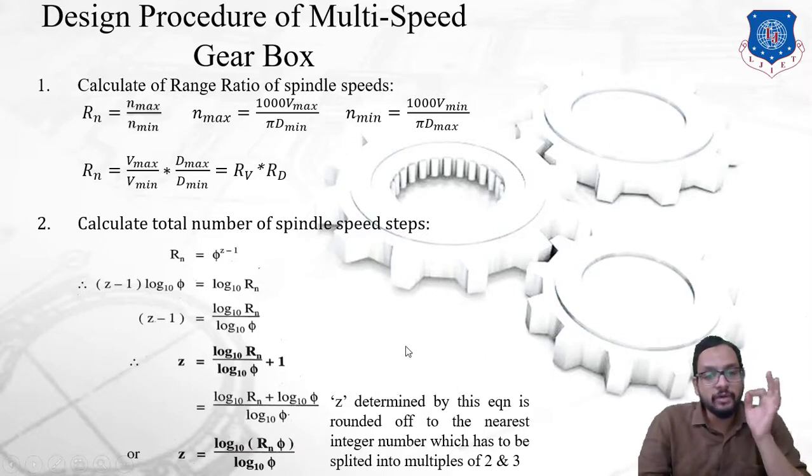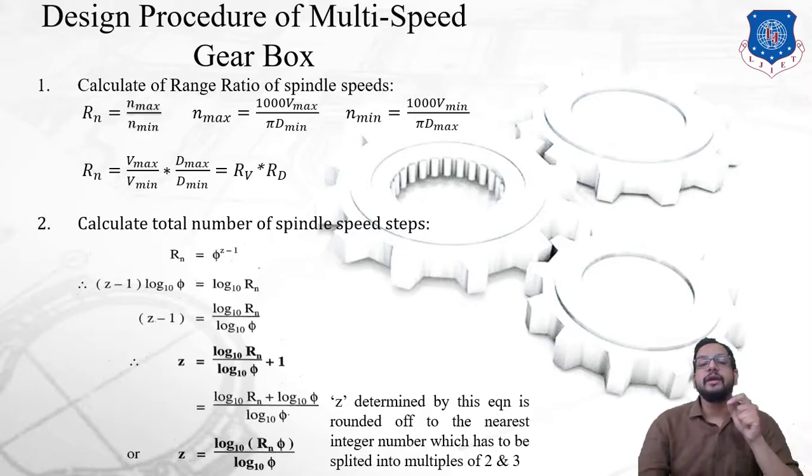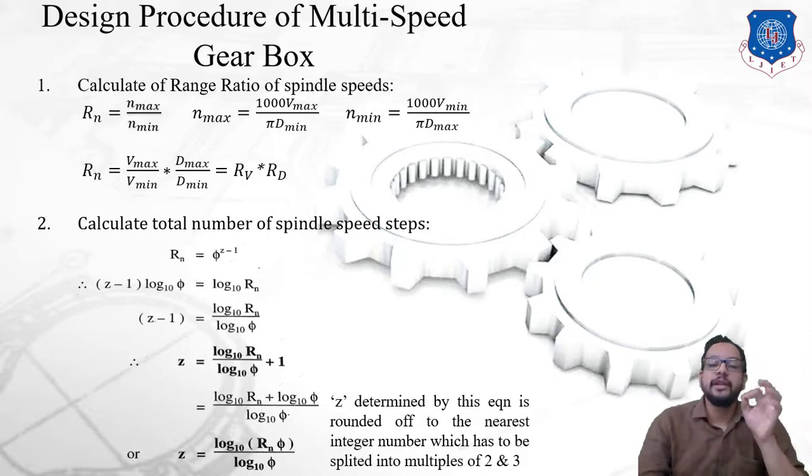Now we need to remember that the Z determined by using this equation is rounded off to the nearest integer number, which has to be split into a multiple of 2 and 3. Remember, whatever answer of Z came over here, we need to round it off to an integer and also express it in multiples of 2 and 3. Okay, now let us proceed further.